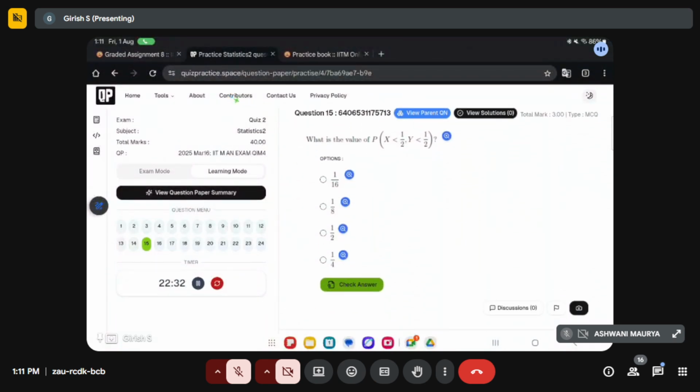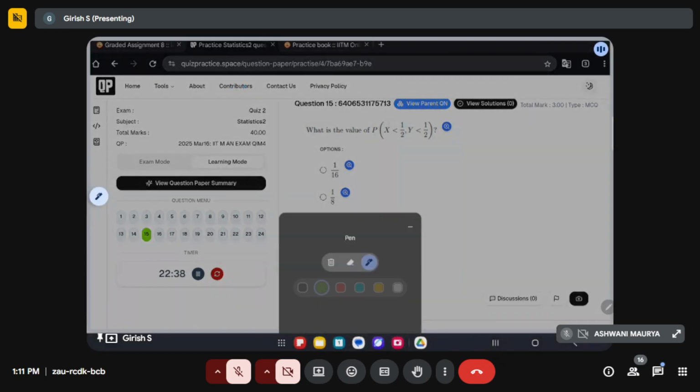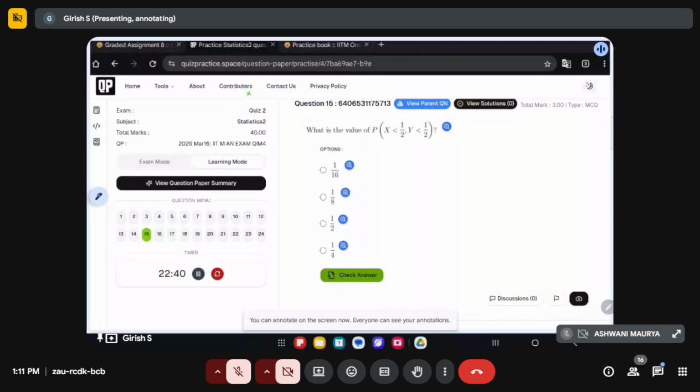So how to solve this question? It's just changing the integral limits, right? In the previous part, we integrated from 0 to 1, but now we found the k value, x, y, dy, and we wanted less than half. Both are less than half. So 0 to half, 0 to half, right? Is it clear?